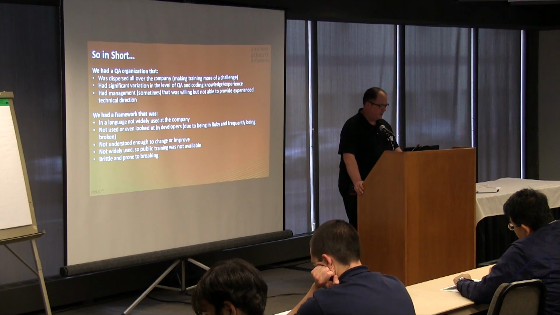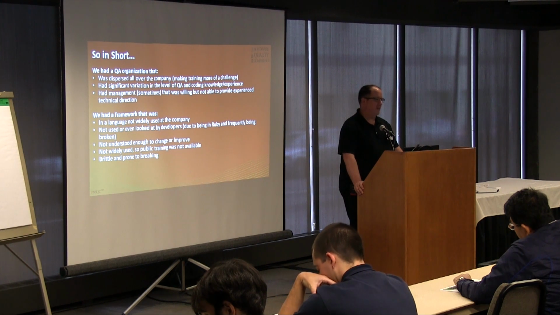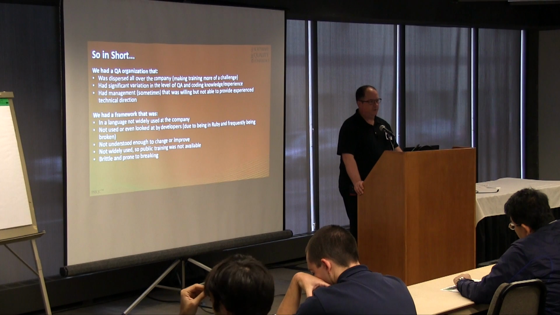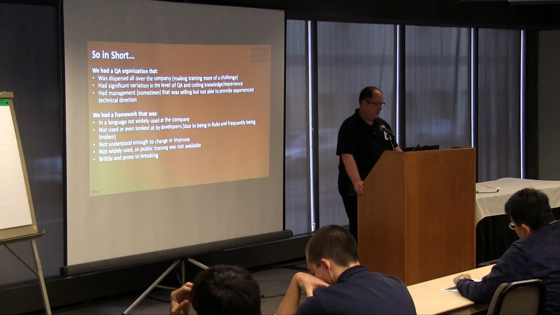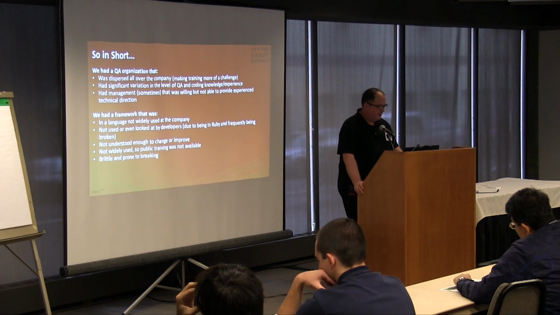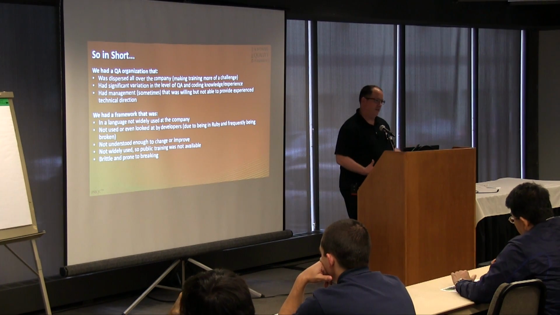And so as a consequence, the automation wasn't even really looked at by developers because they didn't really know it. They didn't have any investment in it. And also, because it was brittle, they trusted it less as well. So it wasn't really understood enough to change or improve. And as a result, it had a lot of these kinds of problems.